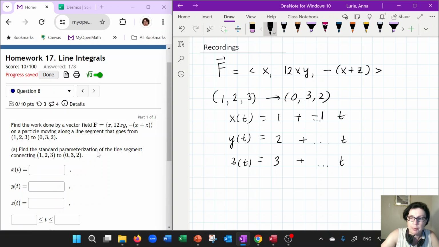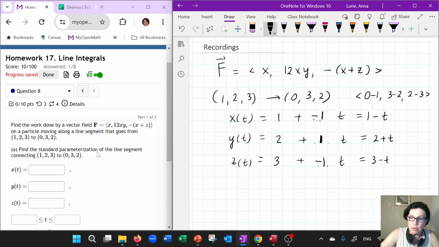So what I'm doing is subtracting, so that this vector is going to be like 0 minus 1. That's going to be the first component. Then there'll be 3 minus 2, and then it's going to be 2 minus 3. So this is going to become 1, so that goes in here, and this will become negative 1, that goes in here. Now, let me just make this a little bit prettier. So this would be 1 minus t, this will be 2 plus t, and this would be 3 minus t.